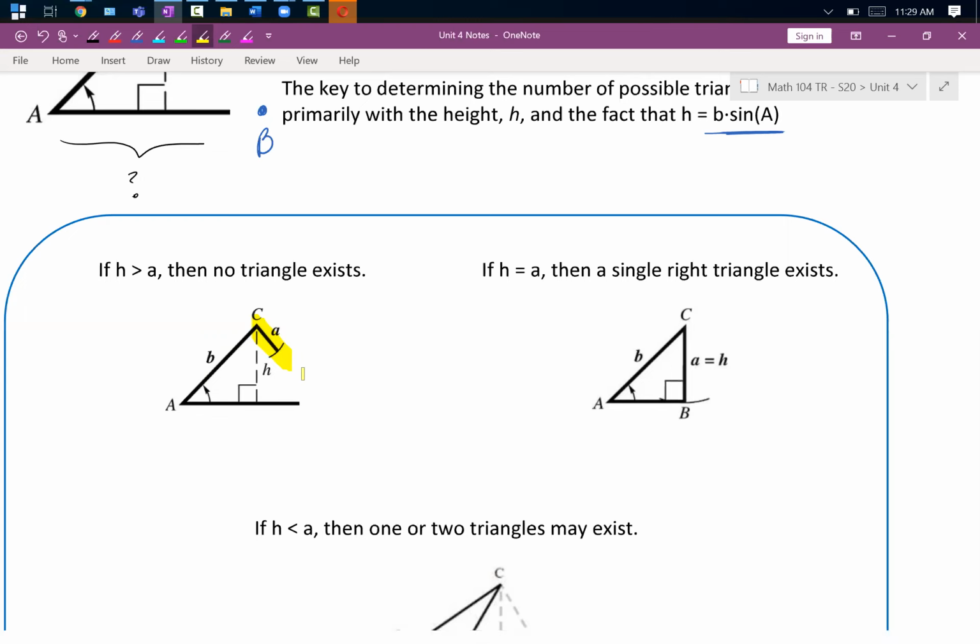If your A value equals the height, then you're going to have a single right triangle because, again, that's the shortest possible distance to connect and make a triangle with three sides connecting, and that height always makes a right angle.